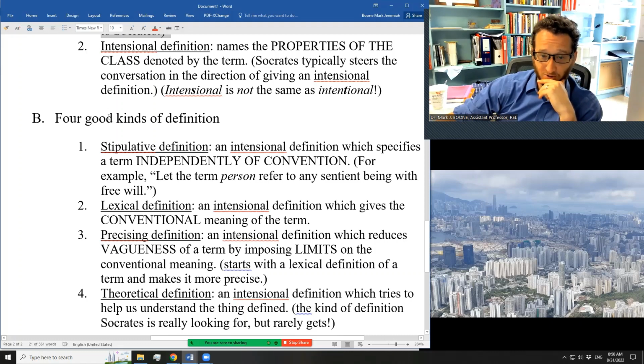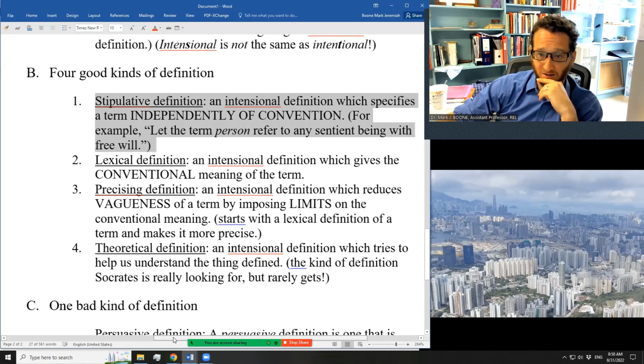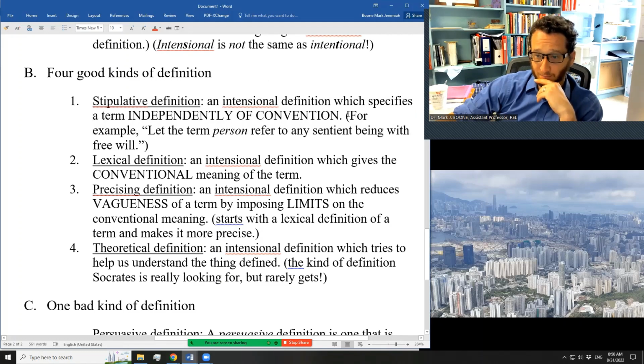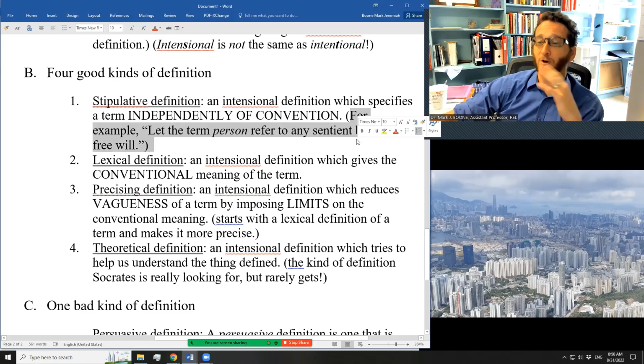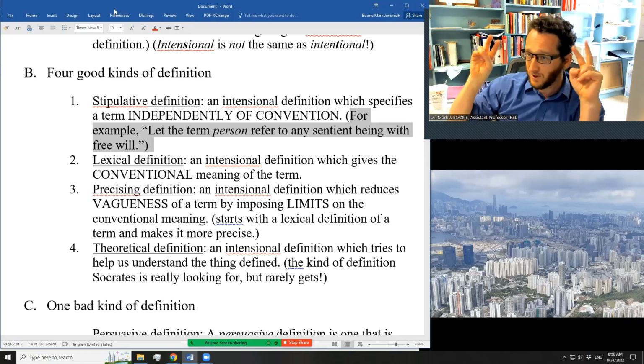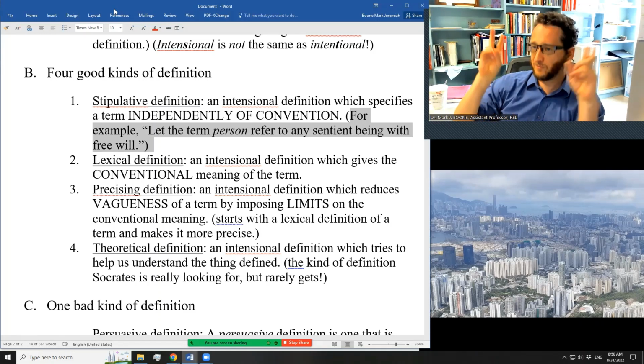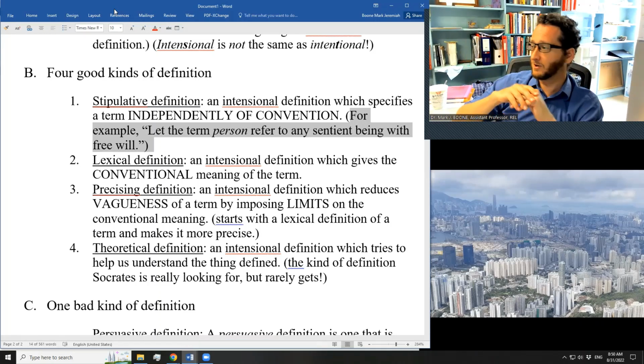4 good kinds of definition. A stipulative definition is an intentional definition which specifies a term independently of convention. For example, you can say, for the purposes of our discussion, let's define our terms this way. Let the term person refer to any sentient being with free will. Or in a different context, let free will refer to the ability to do what you want, or let free will, for the purposes of this discussion, refer to the ability to do otherwise than you do.